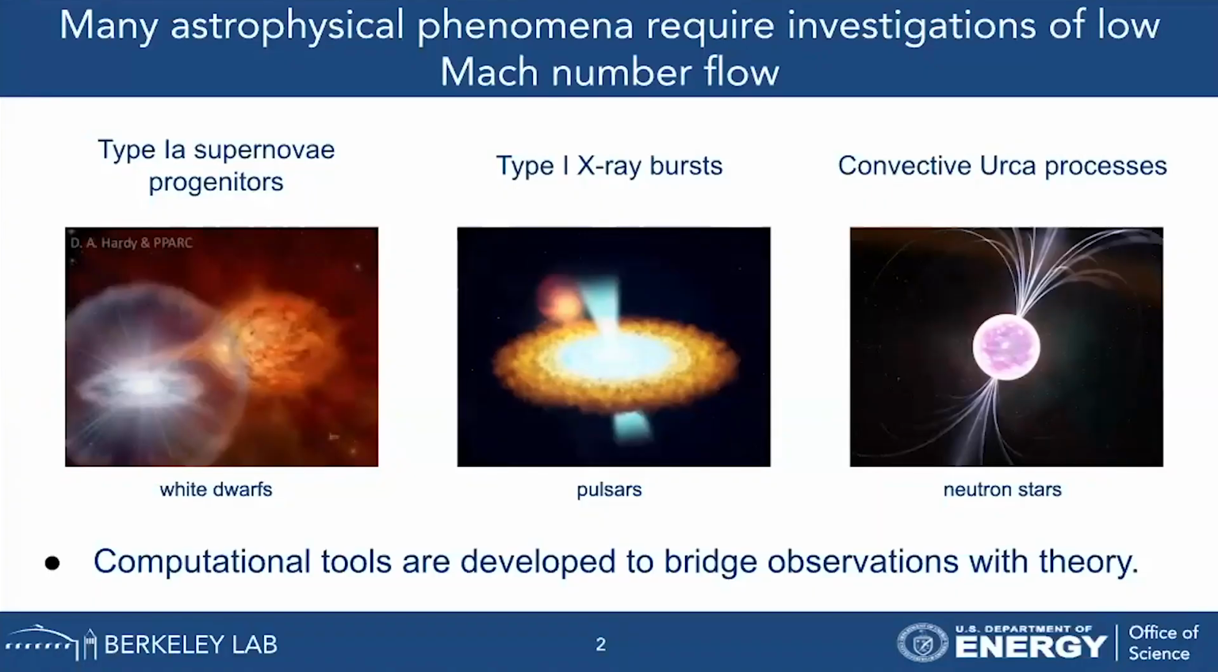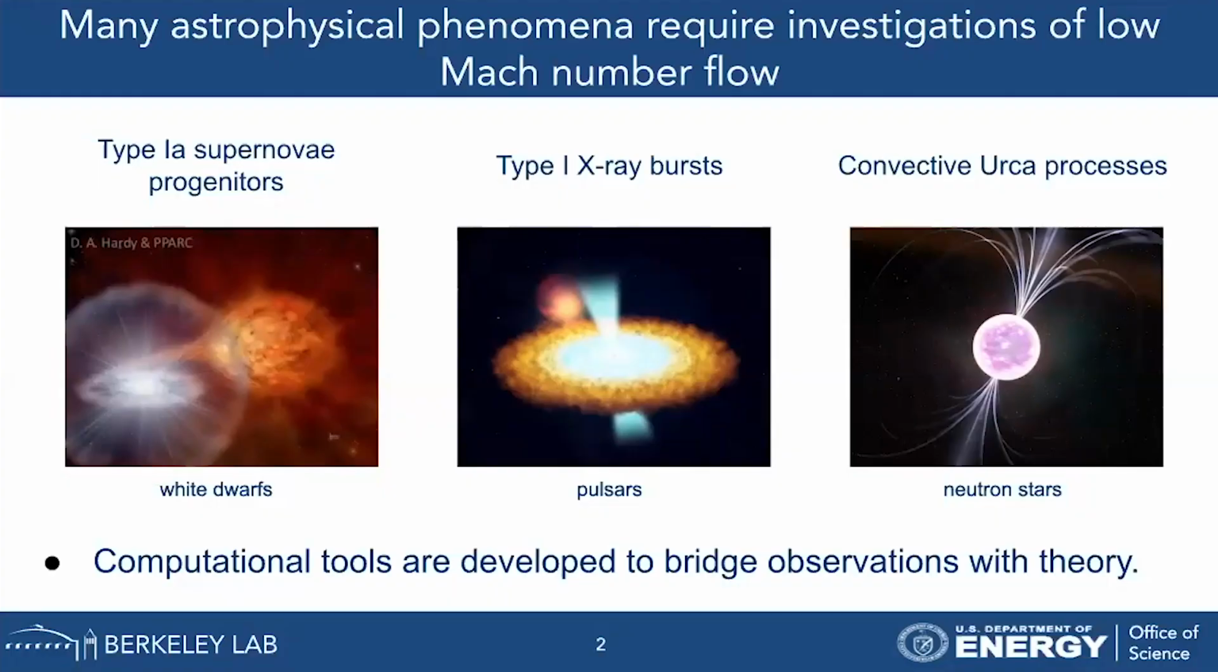The second problem is a Type 1 X-ray burst, and these have actually been observed in real time by NASA telescopes on the International Space Station just last year, I believe. So it's something that is pretty exciting to the community. And the third one is the convective Urca processes, which can occur in both Type 1a supernova progenitors and also neutron stars. And they're largely responsible for the cooling of neutron stars. So what we're interested in, in our group, is to develop computational tools to bridge the gap between observations and theory.